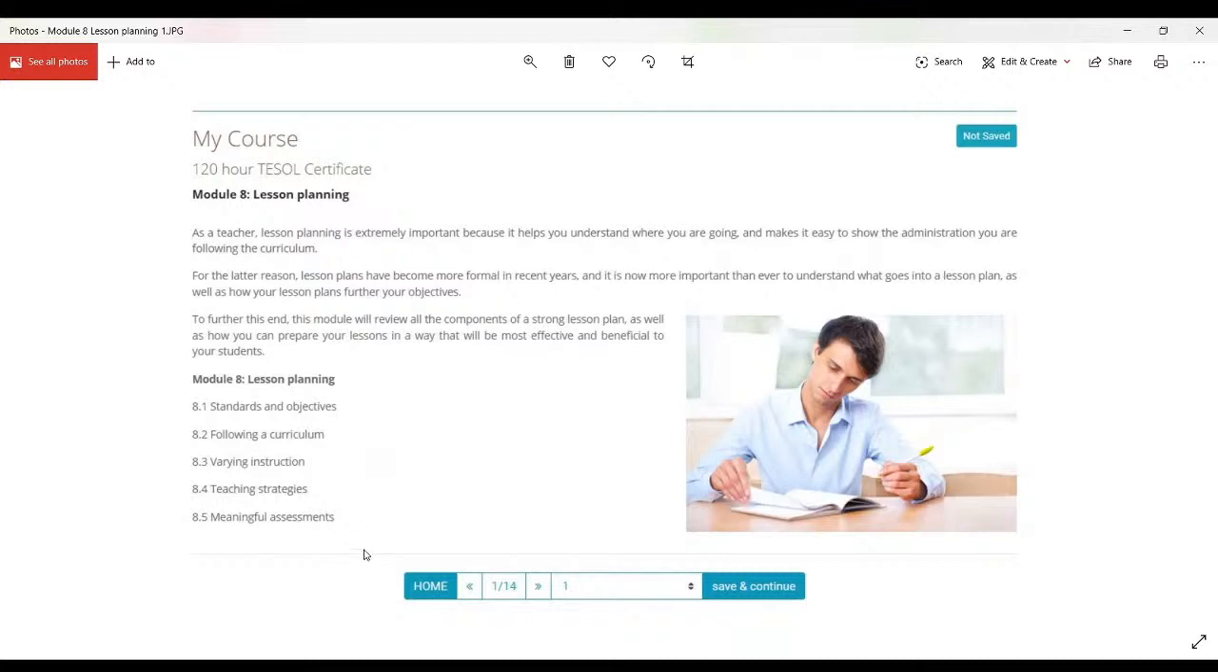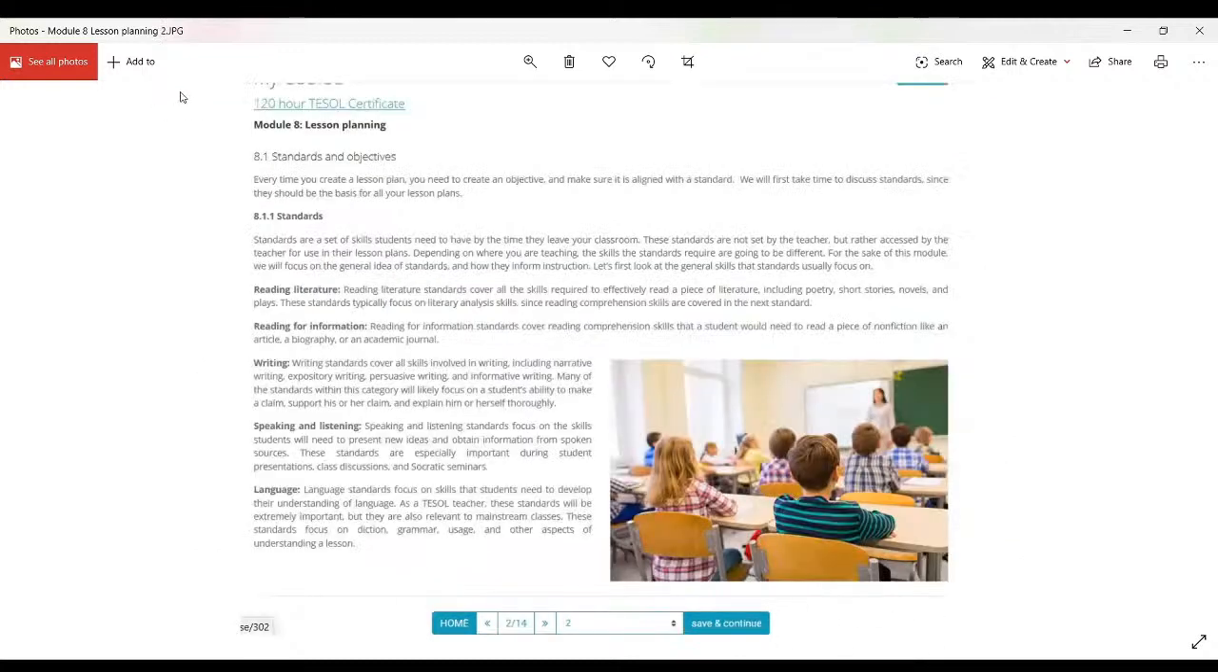Okay, so there are 5 parts in this module. Number 1 is standards and objectives. Number 2, following a curriculum. Number 3, varying instruction. Number 4, teaching strategies. And number 5, meaningful assessments. Let's proceed to the first part, standards and objectives.